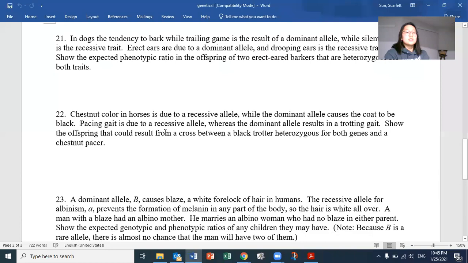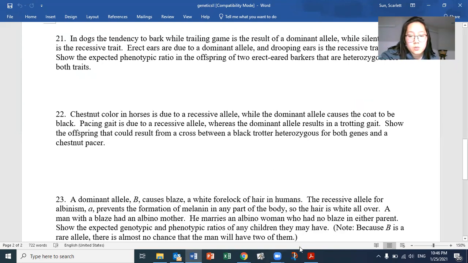In 22, chestnut color in horses is due to a recessive allele, while the dominant alleles cause the coat to be black colored. Pacing gait, or the way that the horse runs at a kind of mid-speed, is due to a recessive allele, whereas the dominant allele results in a trotting gait. Show the offspring that would result from a cross between a black trotter, heterozygous for both genes, and a chestnut pacer.